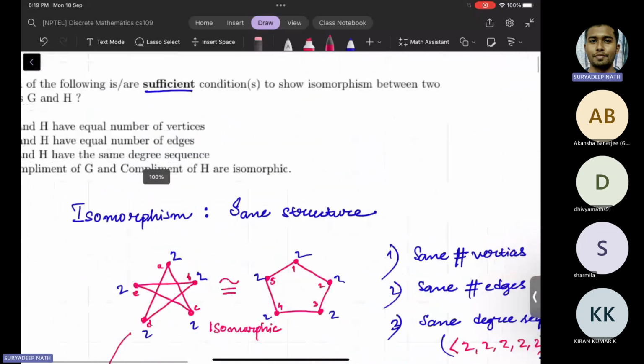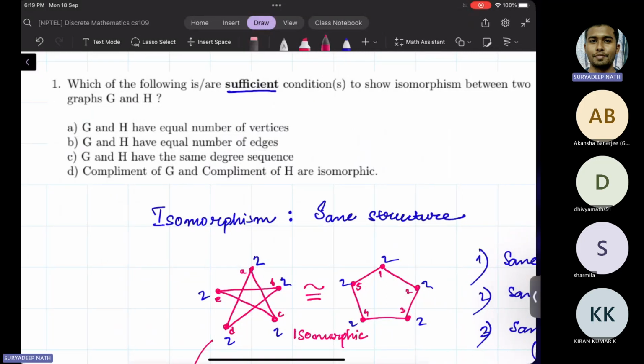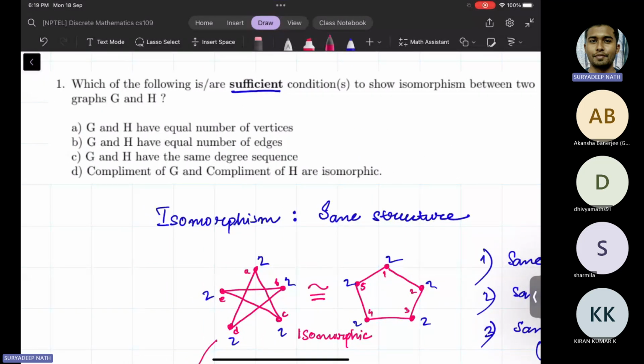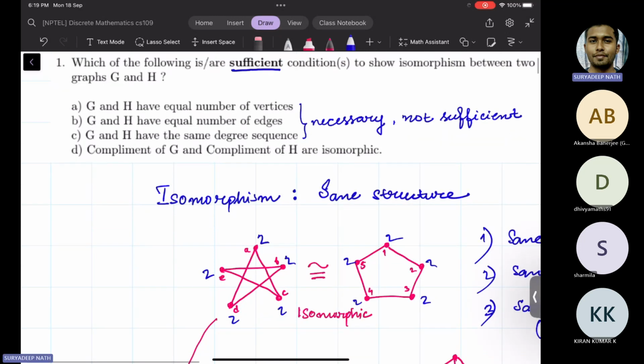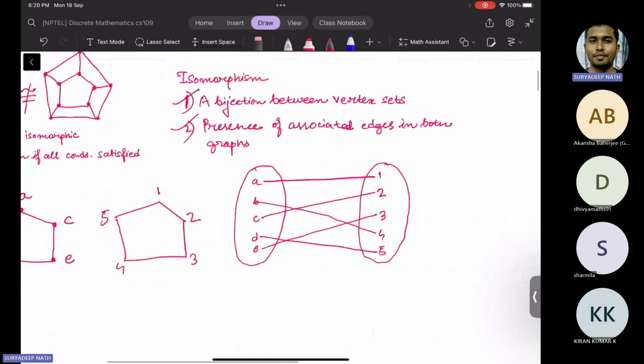But if you see the given statement, we have four options: the graphs have an equal number of vertices, they have an equal number of edges, and the same degree sequence. So these three are necessary, not sufficient. But this one, complement of G and complement of H being isomorphic, is actually the sufficient condition. So they are isomorphic.